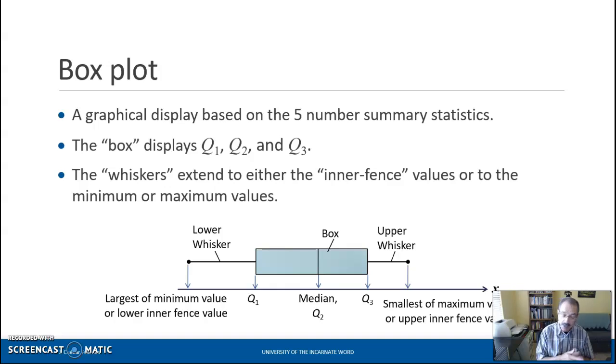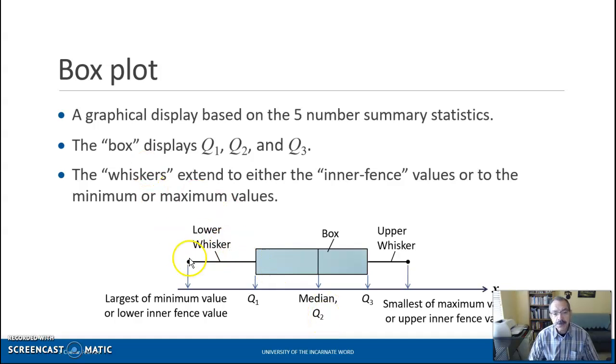And in the previous section, we learned how to produce these 5-number summary statistics. And the box in the box and whisker plot displays the first quartile, the second, and the third quartile, as you can see in this diagram. So the bottom of the box is located at where the first quartile value is, and the upper part is at where the third quartile is. And the line in the middle, or somewhere in the box, designates or marks the location of the median.